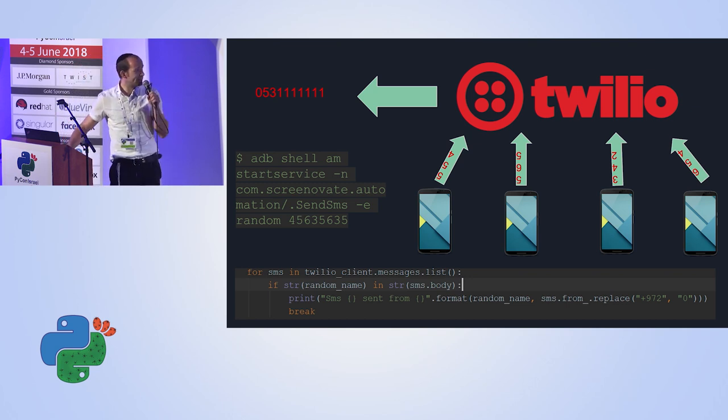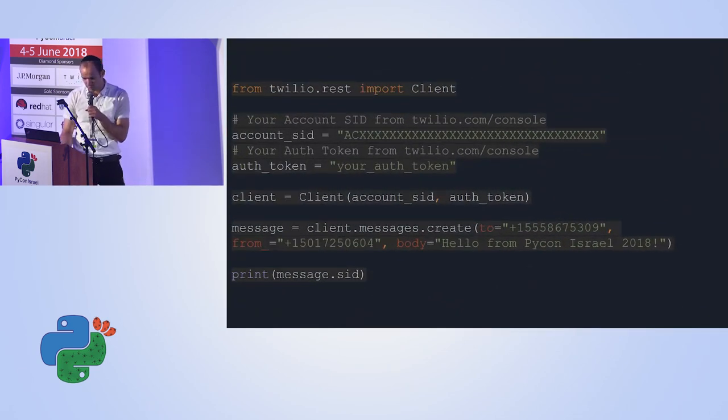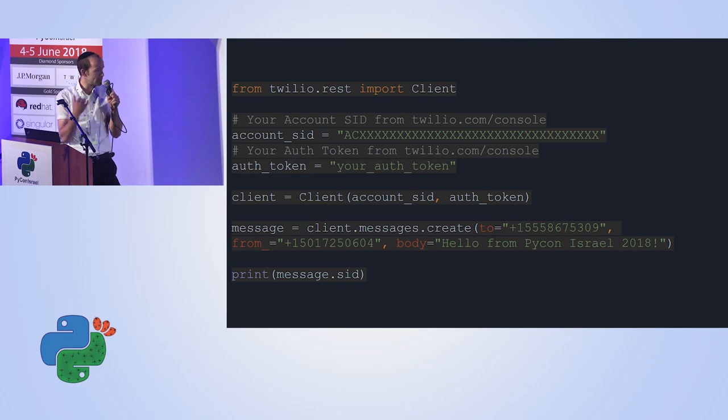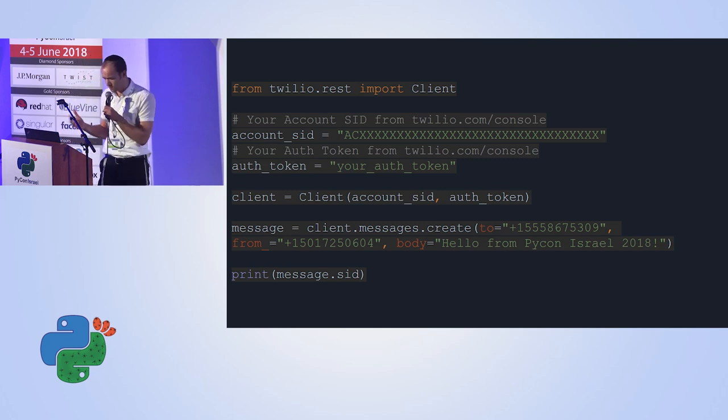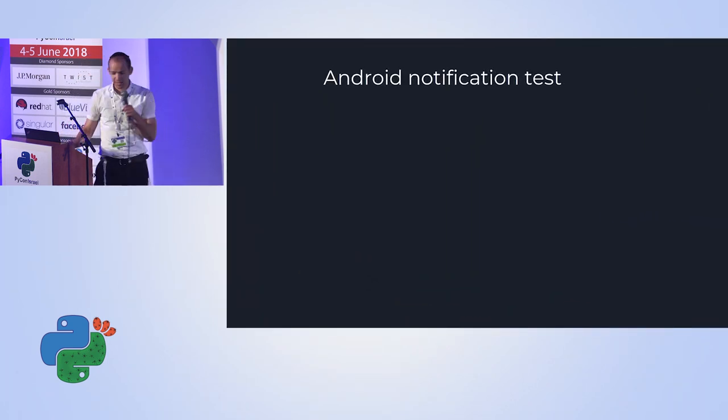So we identify the phone numbers of all of the devices, and we talked about Twilio. Twilio has a very nice API in Python for sending messages, for receiving messages, and stuff like that.